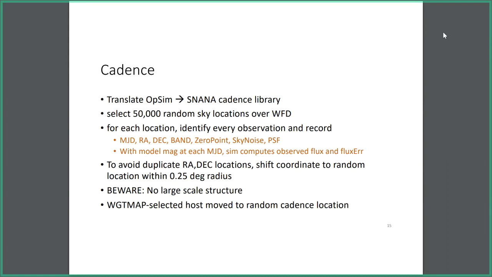Now, of course, with 50,000 locations, we're generating over 100 million events. There would be a lot of duplicate RA and DEC locations. So we shift the coordinates to a random location within a small radius so that you don't get duplicate RA DEC locations. There's no large-scale structure, so don't try to look for that. And the selected host from the host library is just moved to this random location. So the galaxies are representative, but we don't literally use their coordinates.